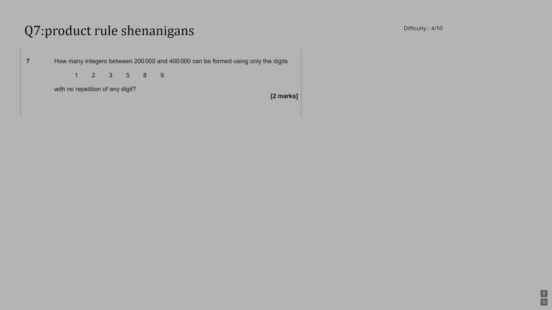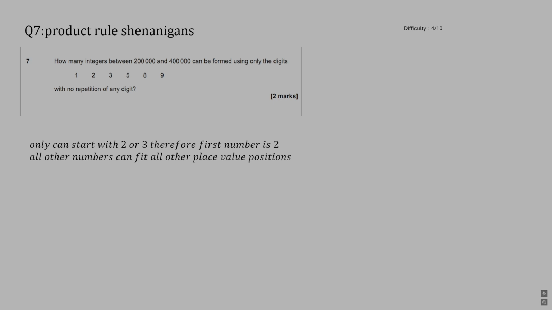Right, so we've got some product rule here. This first number, out of these numbers, can only be 2 and 3, because none of these numbers will be 200,000 or 400,000 in between them if it's the first number. So the first number in this multiplication will be 2, because there are 2 possibilities. But all the other numbers in this set can fit into any position. So we'll just do 2 times 5 factorial to find this product rule thing out, which is 240.